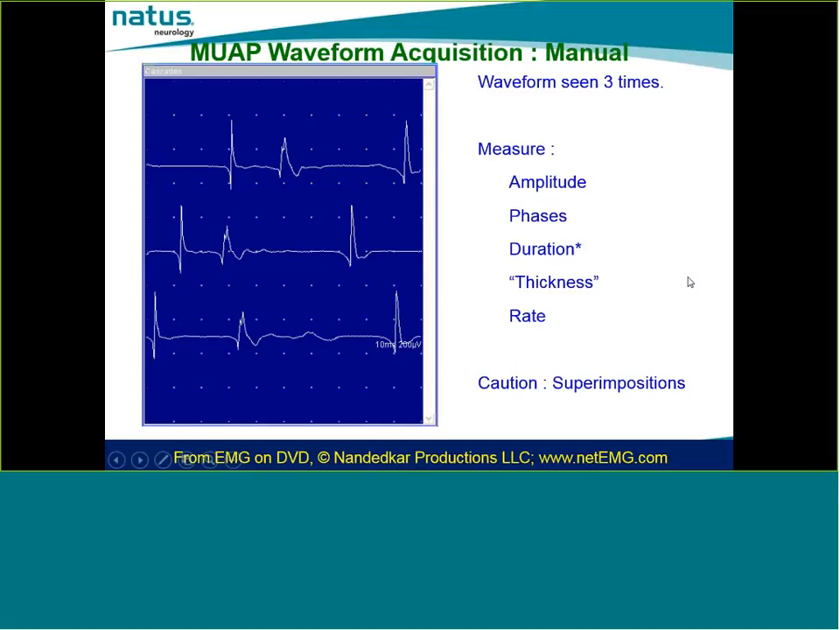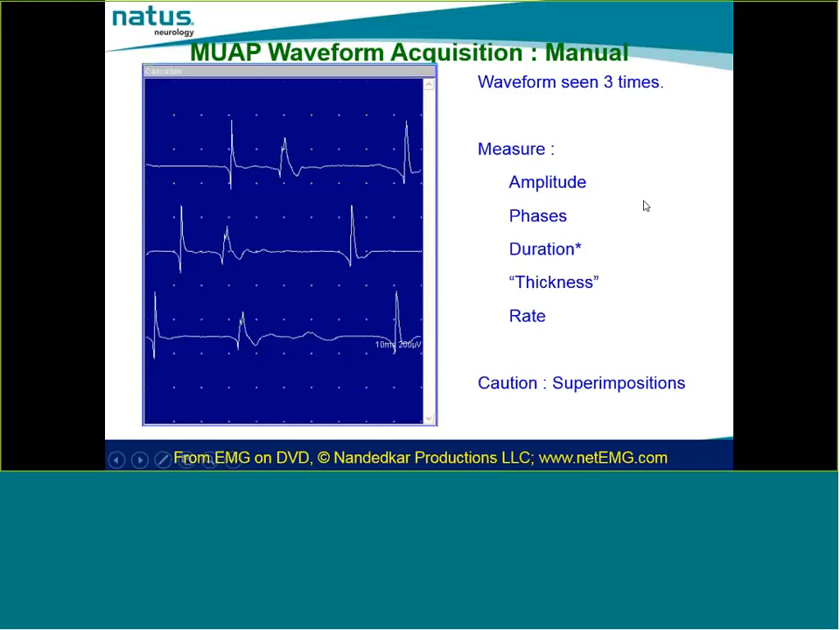Professor Buchthal gave some simple measurements. The amplitude is measured peak to peak. In this case, my calibration is 200 microvolts per division. So let's look at this signal. This is about 2 divisions. 2 multiplied by 200 gives us an amplitude of 400 microvolts. If we look at this signal, this is about 1 division, so that's 200 microvolts. This is a little bit less than 2 divisions, so maybe 350 microvolts. So amplitude is very easy to measure.